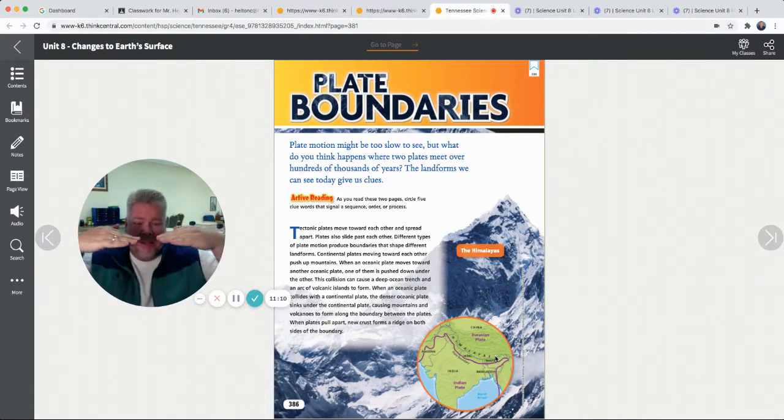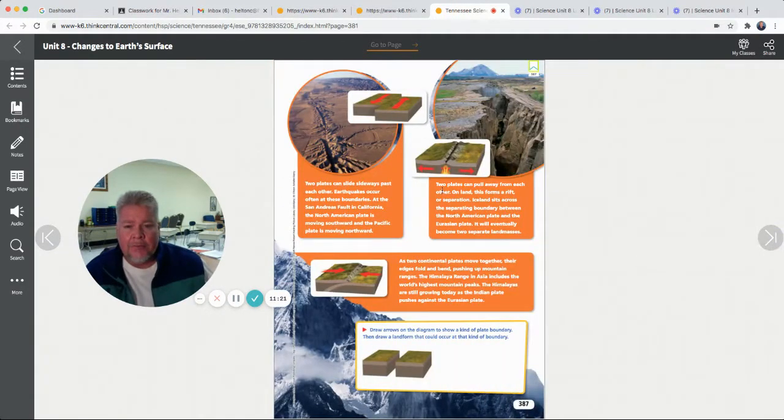When these plates push together over a long time, they can raise the crust and form these high mountains where two plates meet and push against each other. Two plates can slide sideways past each other. Earthquakes occur often at these boundaries, as at the San Andreas Fault in California.